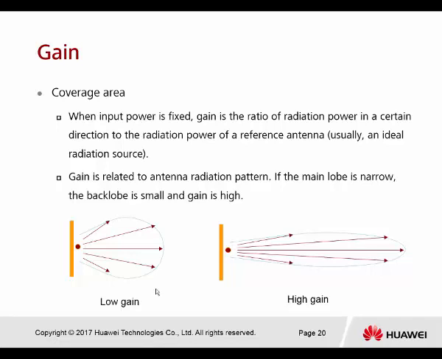The lower gain gives you a very wide coverage in the short distance. If you're choosing a high gain antenna, it's because we want to cover the far distance. The high gain antenna basically gives you very strong power, allowing you to cover even further distance, but those around here can't get any signal. That's the difference between low gain and high gain.